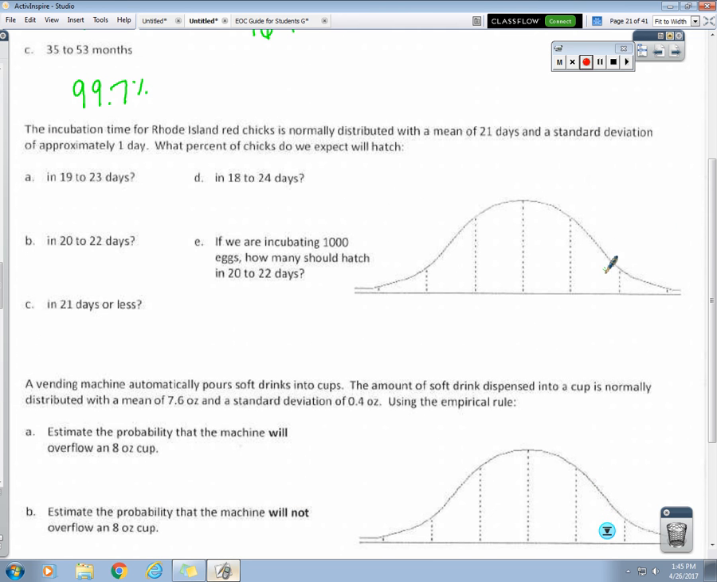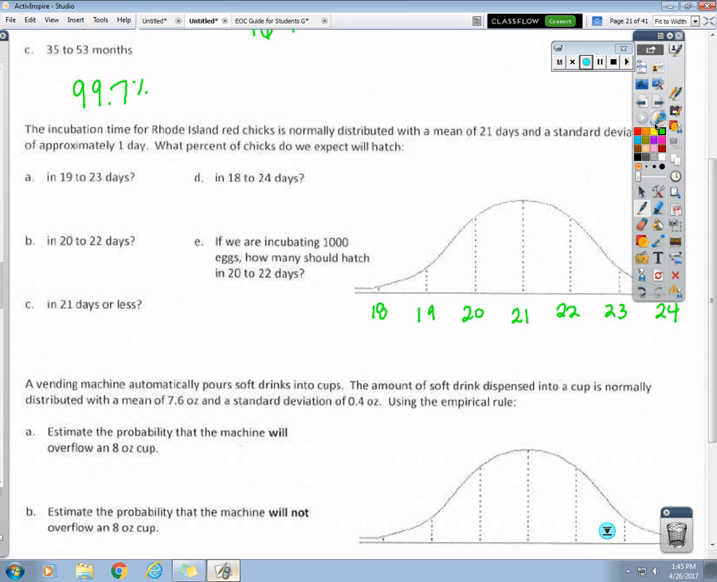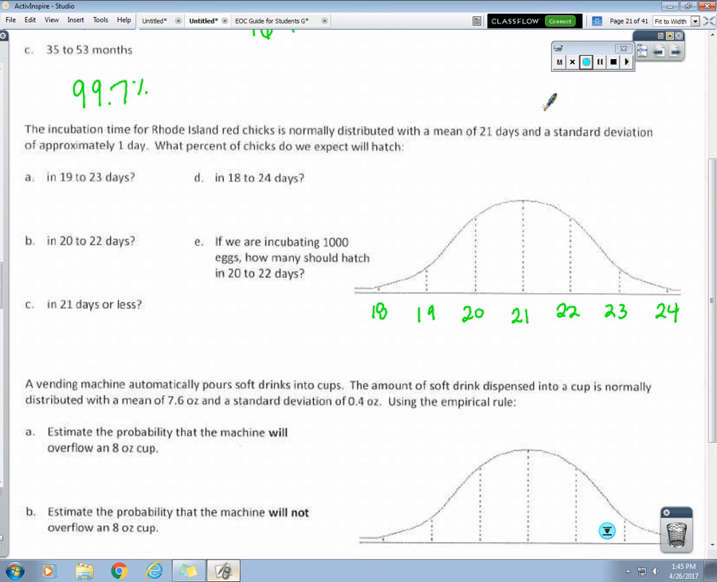Okay, the first thing you have to do is label your curve. The mean for this data was 21. The standard deviation was 1, so that's easy enough. Just add 1 to the right and subtract 1 to the left. And then label your percentages. The more you label them, the more likely you'll have them memorized for the quiz, because I will not be telling you them on the quiz.